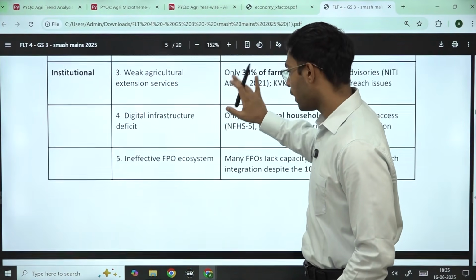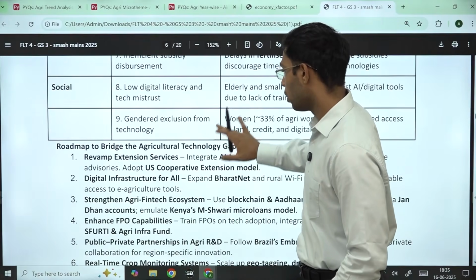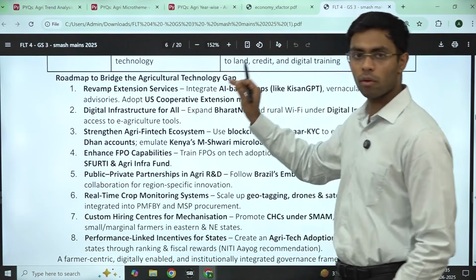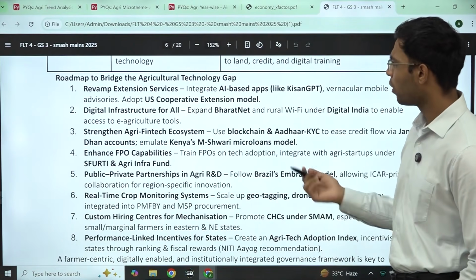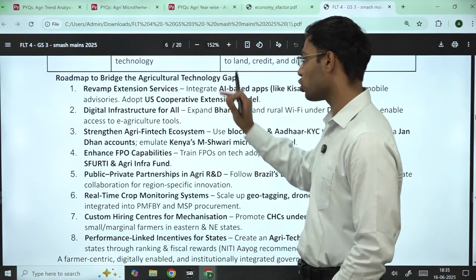Then I would write how it can be made better, right? So these are the issues there. Roadmap to bridge the gap. So this is the way forward here. So I would write way forward, or maybe, yeah, you can directly use the statement of the question itself. Roadmap to bridge the technology gap.